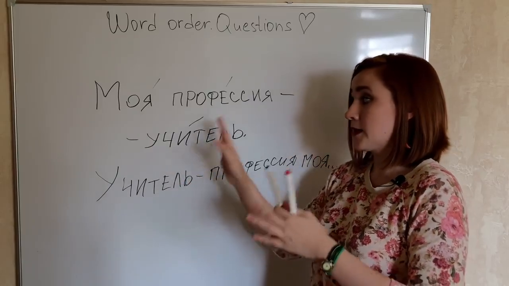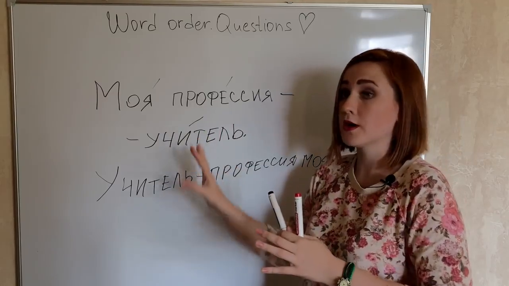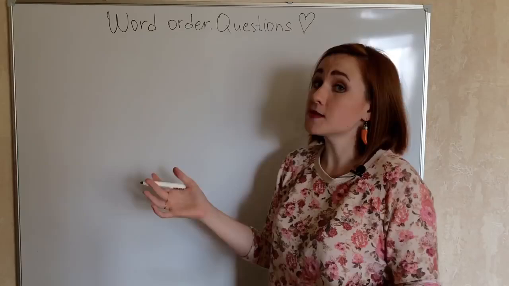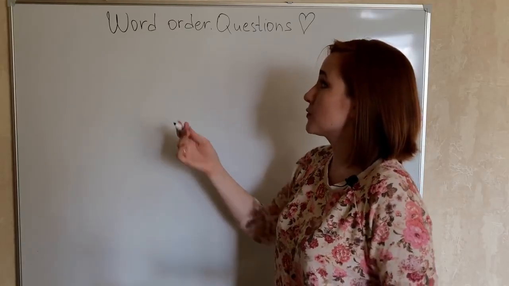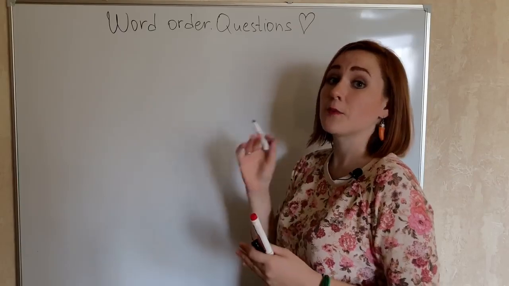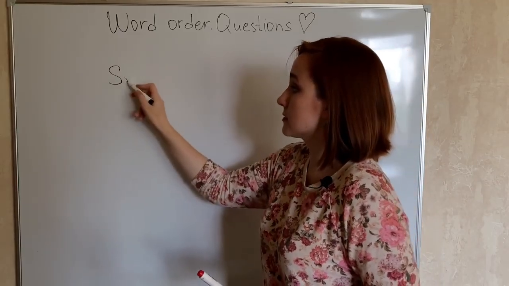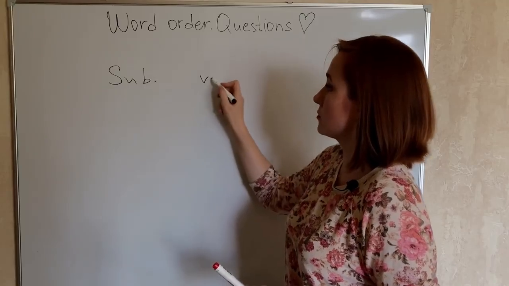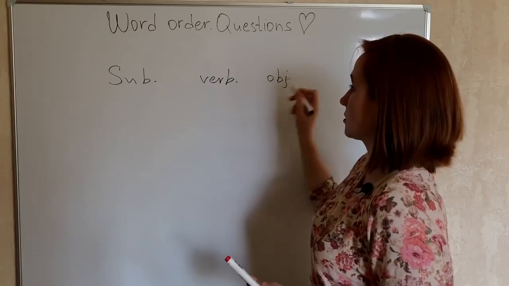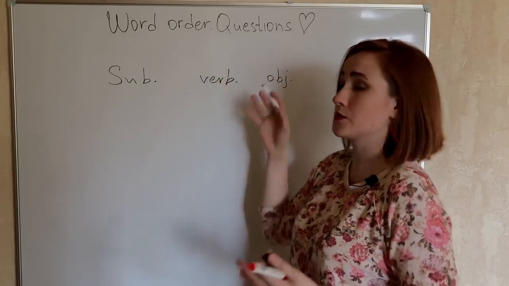So let me explain a little bit more about the word order. Just like in most other languages, in Russian we have the standard basic word order too. This is subject, verb, object. Subject does something to the object.